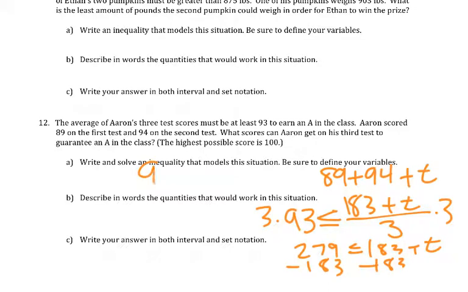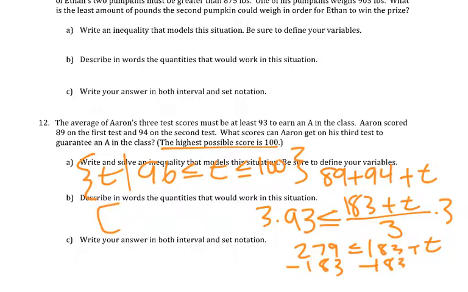And we get 96 is less than or equal to T. Which, since the highest possible score is 100, we could then add that in. Okay, which then for our interval notation would basically look something like that. And for our interval, or set notation, that interval would be 96 to 100, since we can't get higher than 100. And the way we describe it is his test score needs to be between 96 and 100.